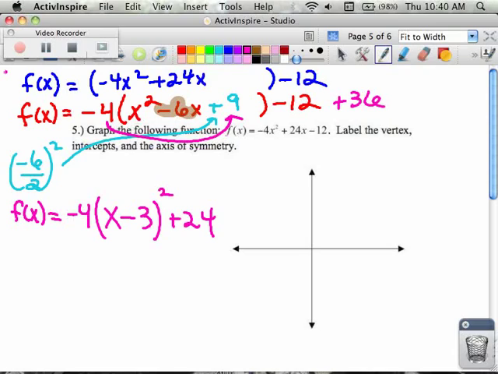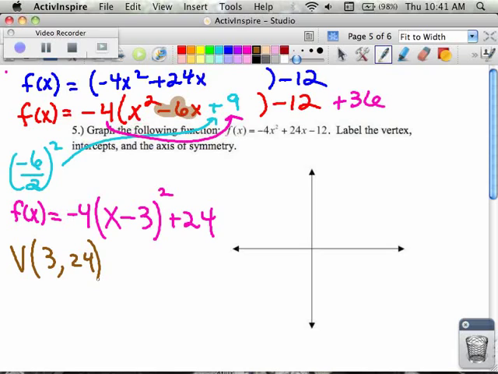And then they ask us some very pointed questions. The first thing that they ask about is the vertex. So the vertex is whatever makes parentheses 0, 3, and the number on the outside, which is 24. This is the vertex, (3, 24).